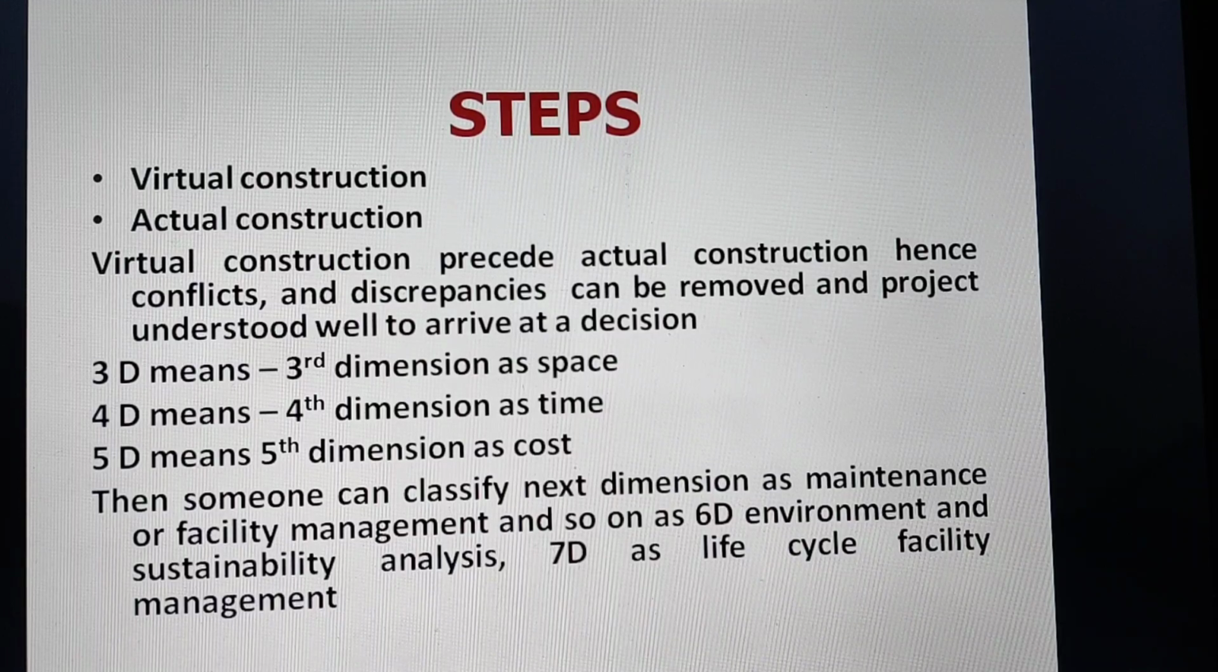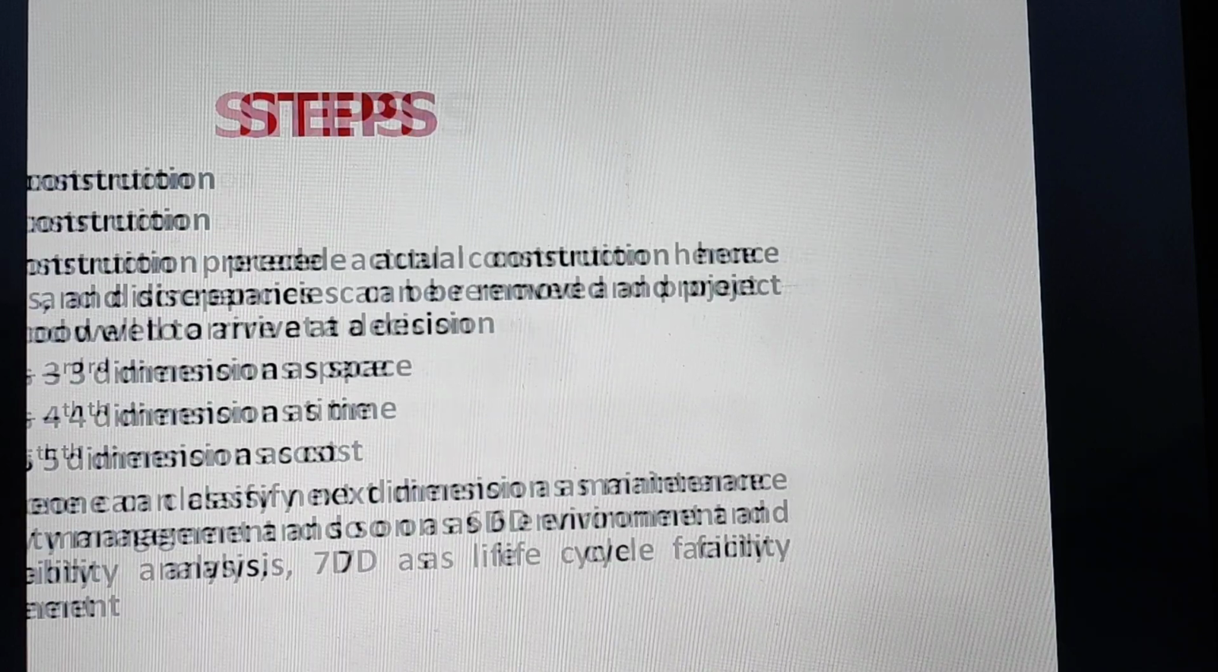It is said that 3D BIM is where the third dimension is space, 4D is where the fourth dimension is considered as time, and 5D is where the fifth dimension is cost, and now we talk about 6D, 7D and all that. But let us have the discussion on 3D, 4D and 5D only so far.